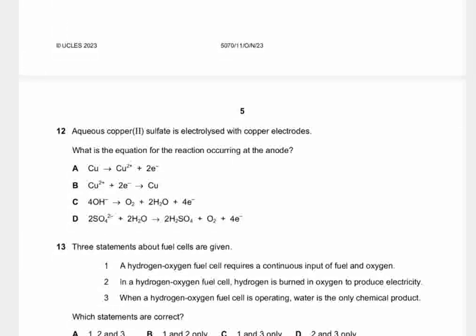Next, aqueous copper sulfate is electrolyzed with copper electrodes. What is the equation at the anode? So here we have option A, which is the correct one, because pure copper is converted into a Cu2+ ion and gives 2 electrons at the anode.